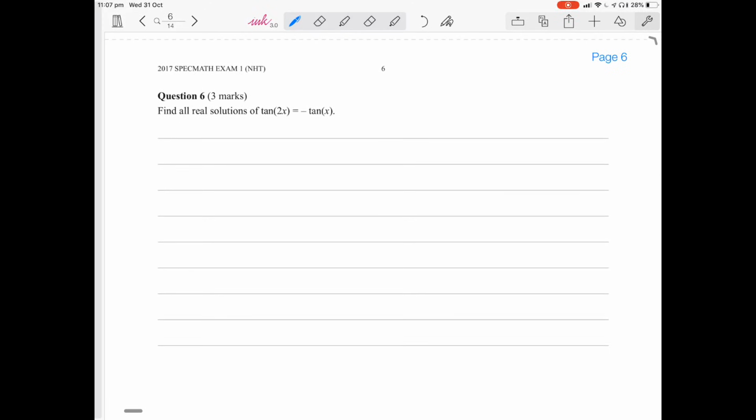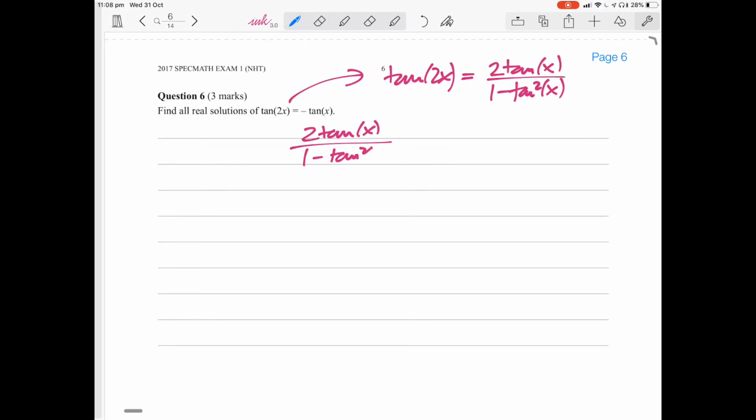Okay, find all real solutions of tan 2x equals negative tan x. We know that tan 2x is, what is it? It's 2 tan x on 1 minus tan squared x. So we can say 2 tan x on 1 minus tan squared x is equal to negative tan x.